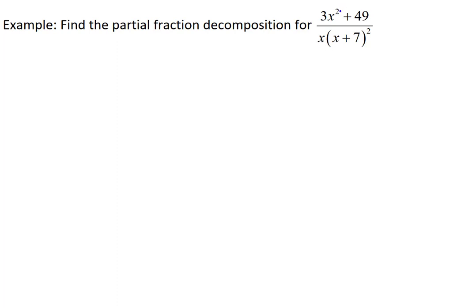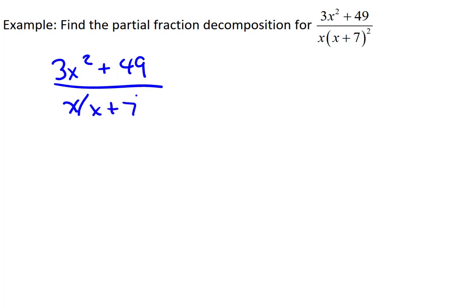So really we have a degree 2 over a degree 3, which means we do not need long division here. We can skip that step, which means we can get right into trying to factor the denominator. But the way that this denominator is given, it's actually already factored. So let's just go ahead and copy down our problem. We have 3x squared plus 49 in our numerator. And then down below we have x times (x plus 7) squared. So again, that denominator is already in factored form, which is fine. That just means we don't have to do that. So we'll go ahead now and just set up our decomposed equation.